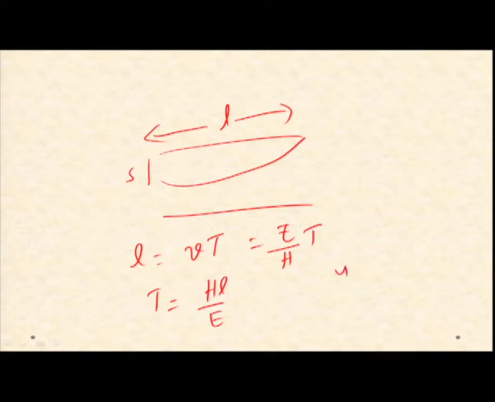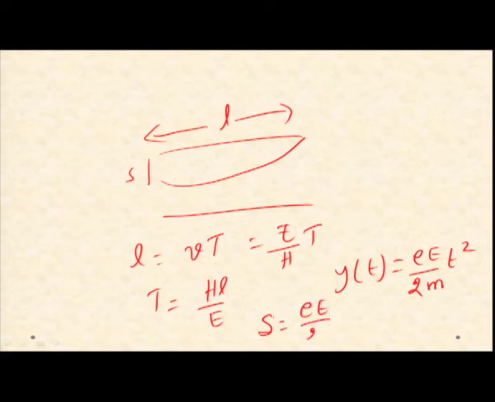So y of t is equal to Ee by 2m into t square. So S is equal to Ee by 2m into LH by E, the whole square. So this is the distance traversed by the electron, by knowing the length of the electric field plate and the magnetic field and electric field.